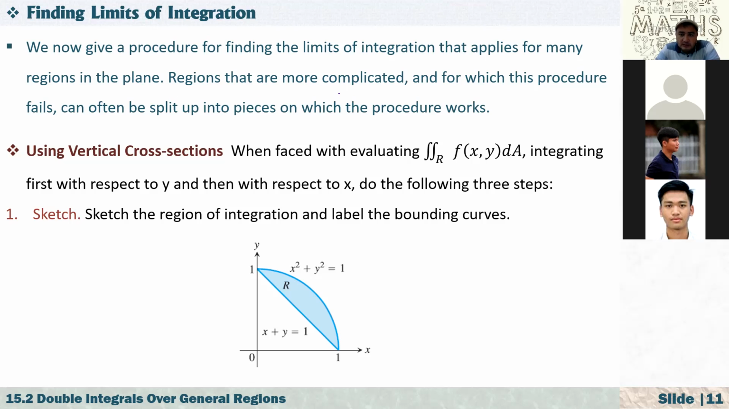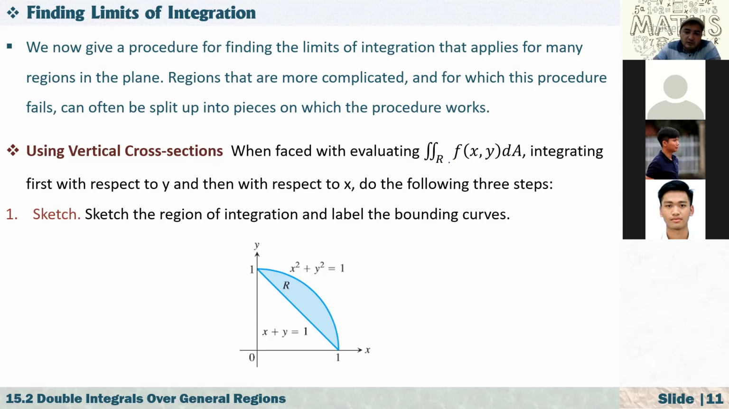Regions that are more complicated and for which this procedure fails can often be split up into pieces on which the procedure works. That means that sometimes if the integration region is so complicated, soon actually we'll have a look at the properties of this double integral. We can just divide this into simpler regions so that it makes your integration process much easier and possible. Number one, using vertical cross sections.